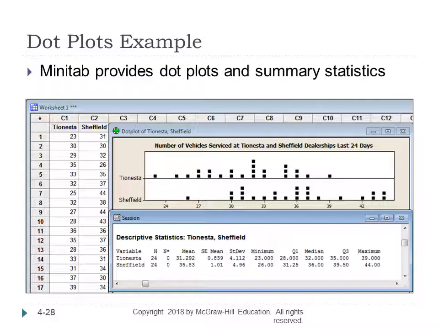It also lists the standard error, which we have not covered yet. The standard deviation is listed for both locations. The minimum value, Q1, which is the lower quartile. The median, for example, the median for the Tainusta location is 32. For Sheffield, it is 36. Q3 is listed for both locations, and the maximum value is also listed. You can also compare the two locations by comparing the relevant statistics from both locations.